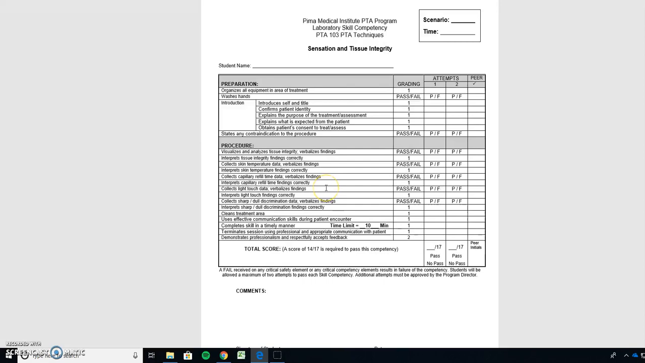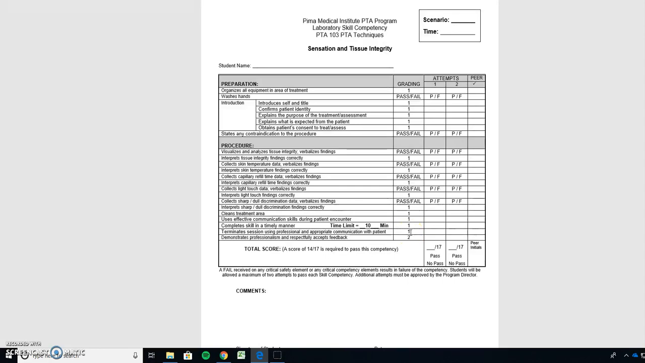Okay. You'll also be doing your light touch as well as sharp dull discrimination. Again, explaining the procedure to your patient, what they should be finding, and then explaining to your proctor the interpretation of your findings. We're looking for you to kind of clean up your treatment area, communicate your findings to your patient, and kind of finish up or wrap up that session with your patient in an appropriate manner.